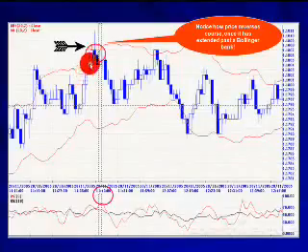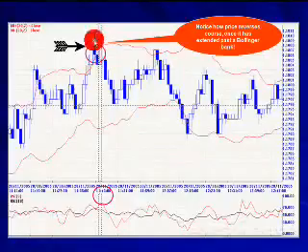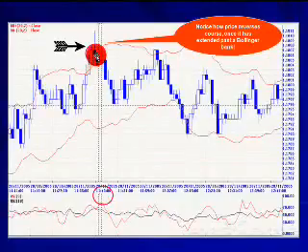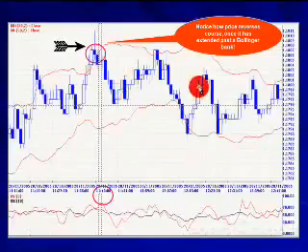Here we have price cycling higher. Price exceeds the upper Bollinger Band in the form of an inverted hammer or a shooting star, all the while RSI goes overbought. That's a good place to go short because invariably price will pull within the upper Bollinger Band and retrace to the lower Bollinger Band.